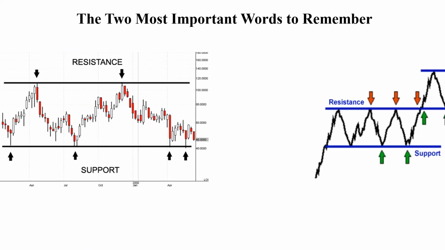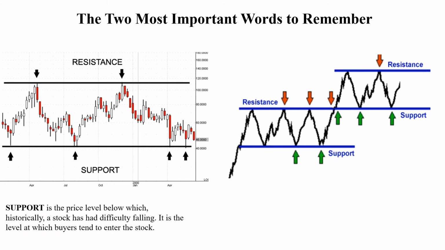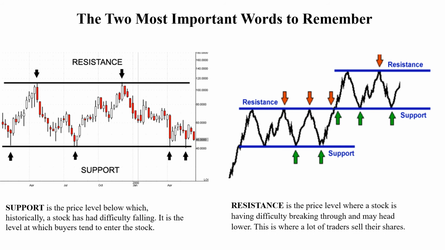The two most important words to remember when reading a chart: support and resistance. Support is the price level where a stock has difficulty falling below. And resistance is the price level where a stock has difficulty breaking through.